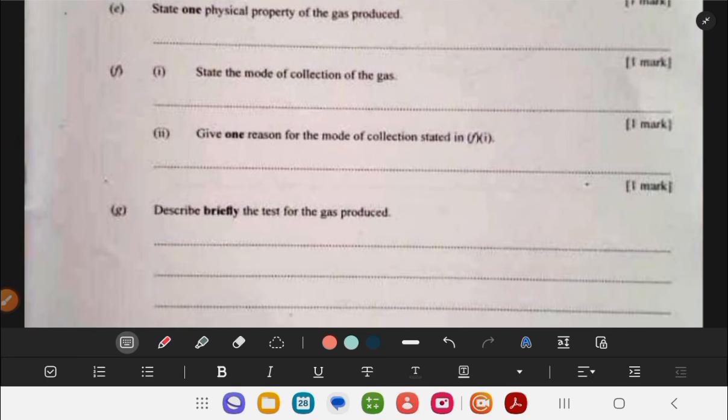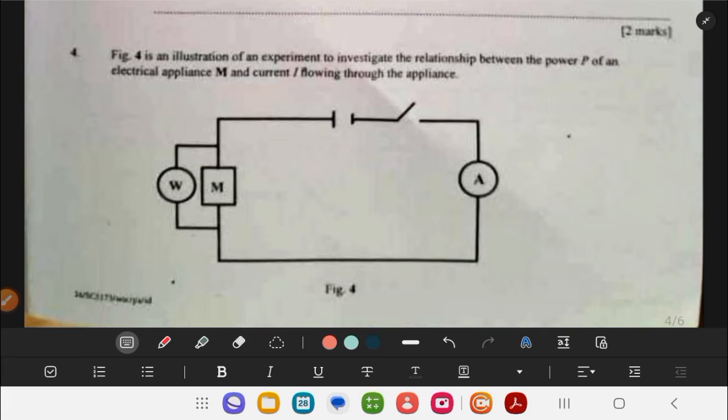Describe briefly the test for the gas produced. A simple test could be to get lime water in a test tube and then get a straw and blow air into the lime water. Because there's carbon dioxide in the air that is blown into the lime water, it will turn milky. The milky color indicates the presence of carbon dioxide.